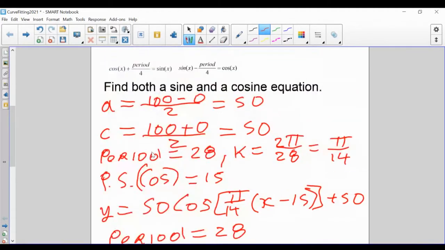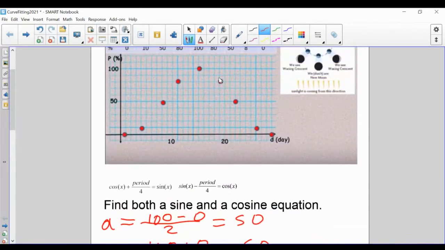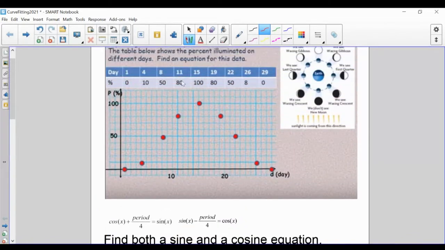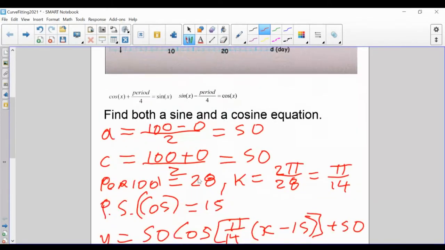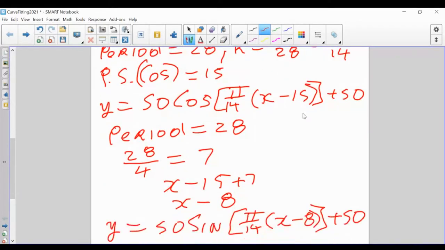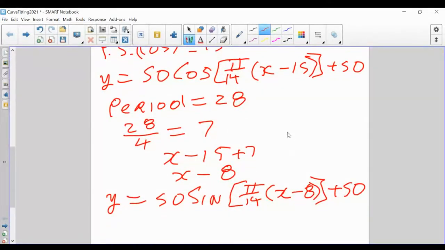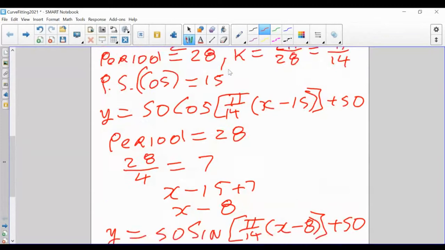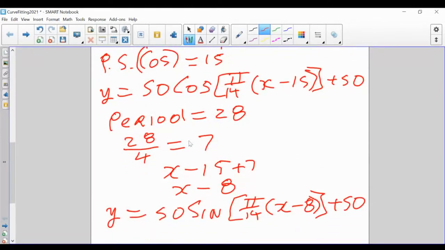I look for my phase shift, and the phase shift is, where's the high for a cosine function? How far across did I have to go to get to that high? I had to go across the 15 to get to 100. That's my phase shift. So that would be x minus 15, etc., etc. So this is my cosine function. So then I want to write it as a sine function because I was asked to find both. I found the period, which I'd already figured out to be 28. Divide that by 4, which gives me 7. Take this phase shift of x minus 15 and add 7 to it, which gives me x minus 8. And here is my final answer. Okay, that's my final answer.